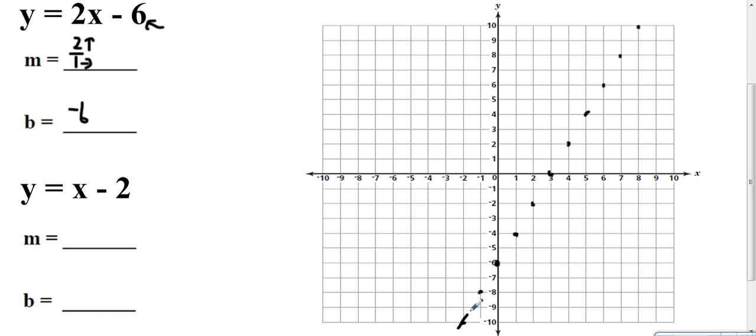And now just draw your line the best that you possibly can. And I'm doing the best that I possibly can here. Remember to put arrows on the line. And since you're graphing more than one line, you have to label the line. 2x minus 6.